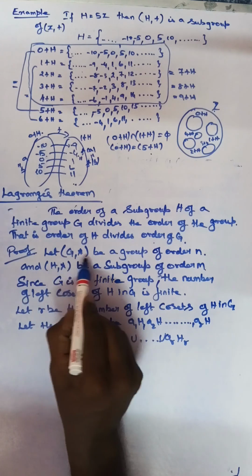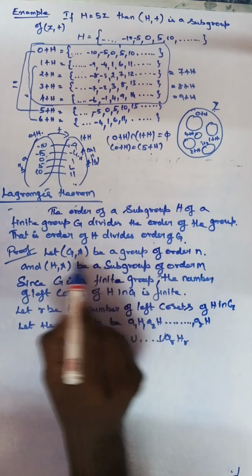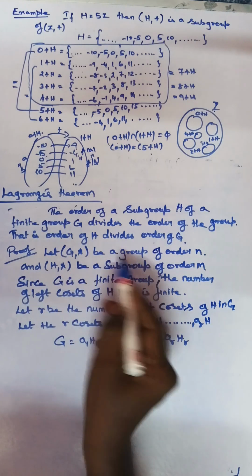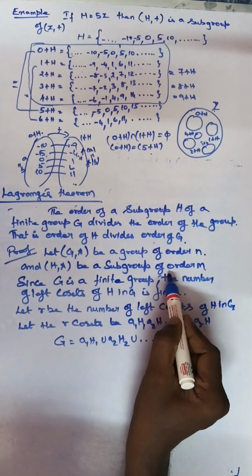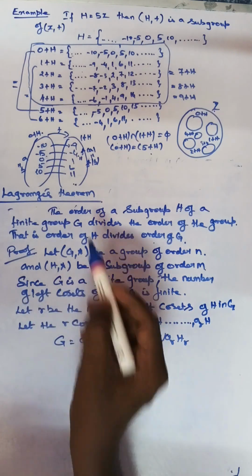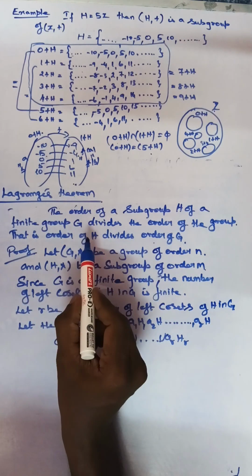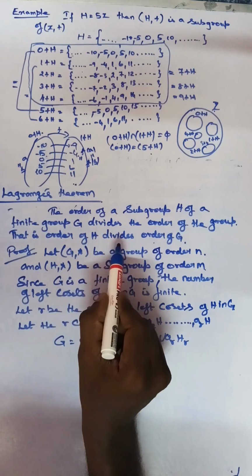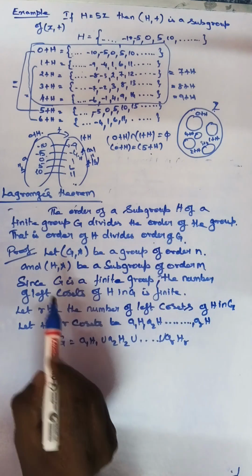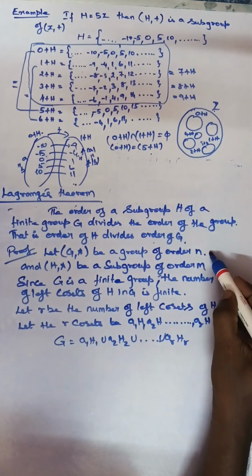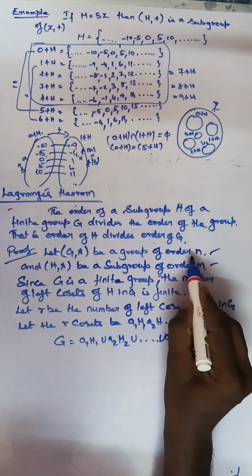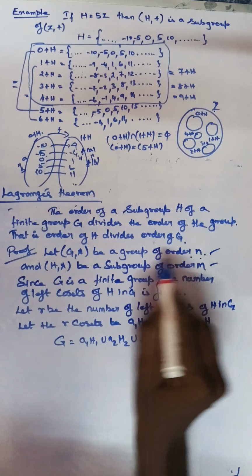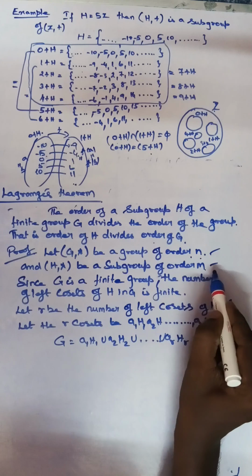So let us consider a group. Let (G, *) be a group of order n, and (H, *) a subgroup of order m. What we have to prove is that the order of H divides the order of G. So we are considering the group, with order n, and the subgroup, with order m.